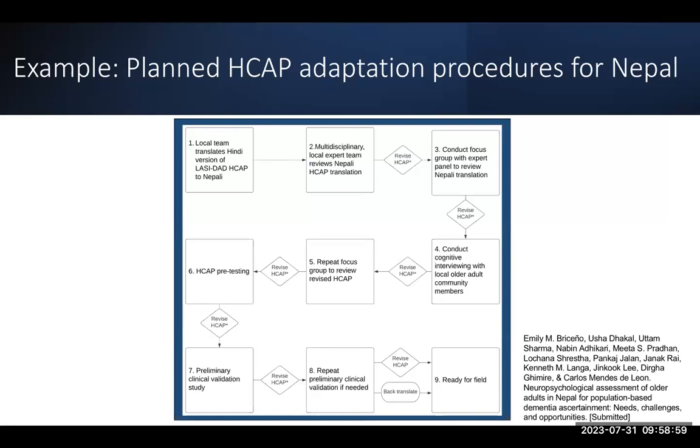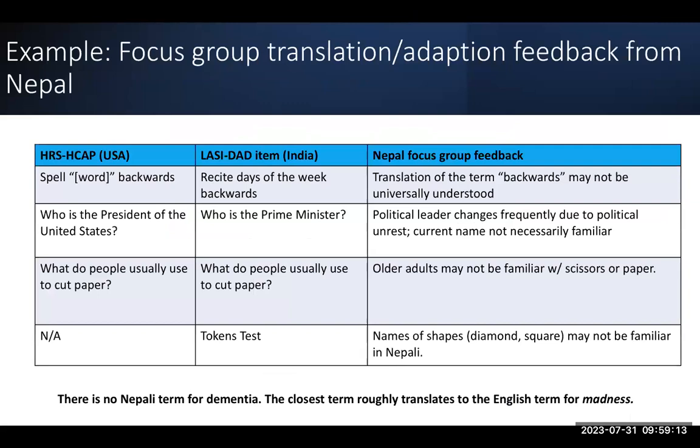So you can see that this is a very time-consuming, resource-heavy process. And studies may vary with regard to how much time and how feasible it is to do a rigorous approach here. And so just to share a few examples of the challenges associated with the translation adaptation process. So these are examples of feedback that we've gotten from our focus group with regard to items that were in the HCAP battery. So just to take an example of one of these, the question about what do people usually use to cut paper, right?